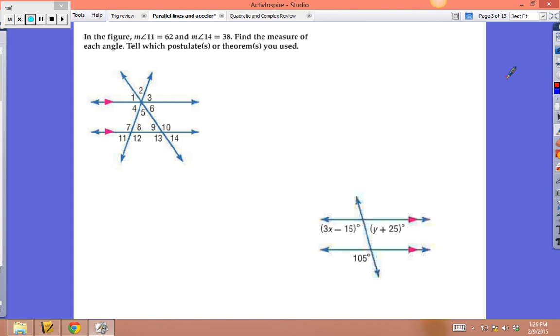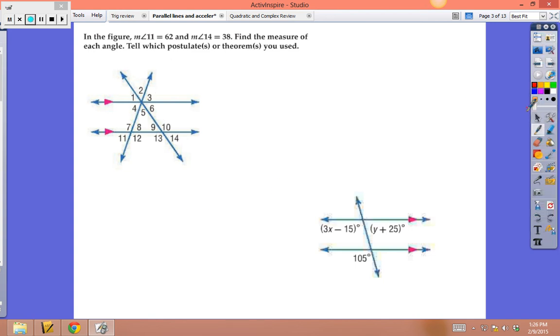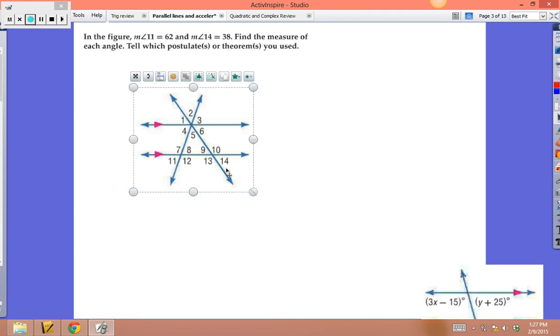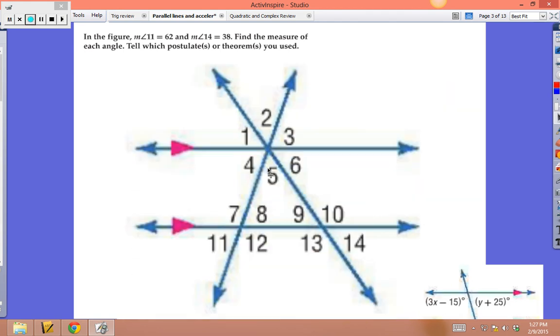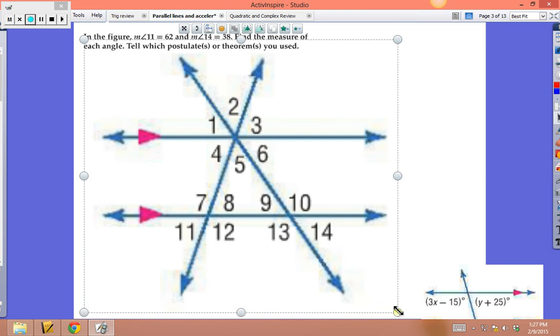Okay, now this gets kind of messy. So, I wonder if there's a way I can blow it up really big. There we go, that might work.